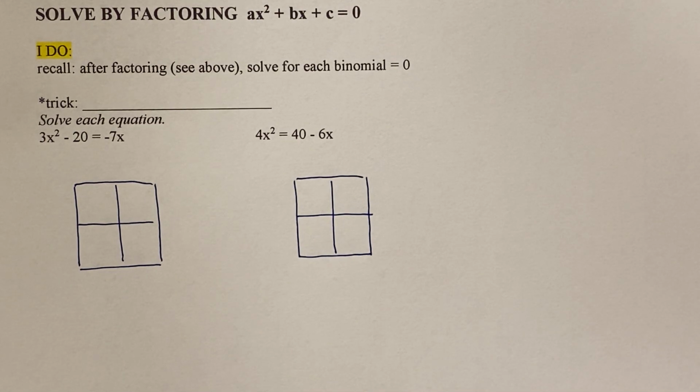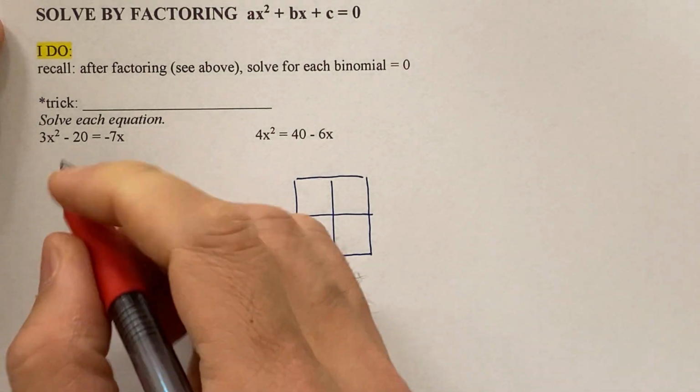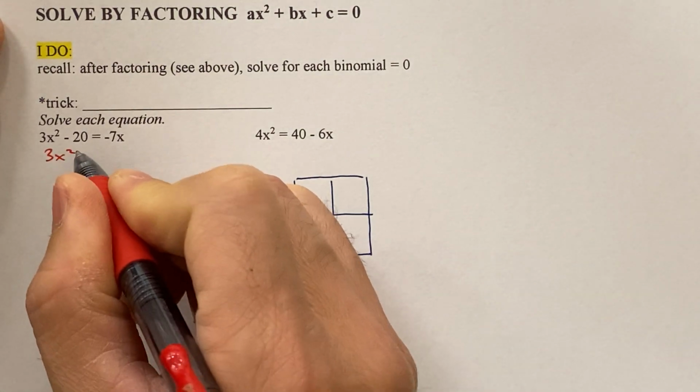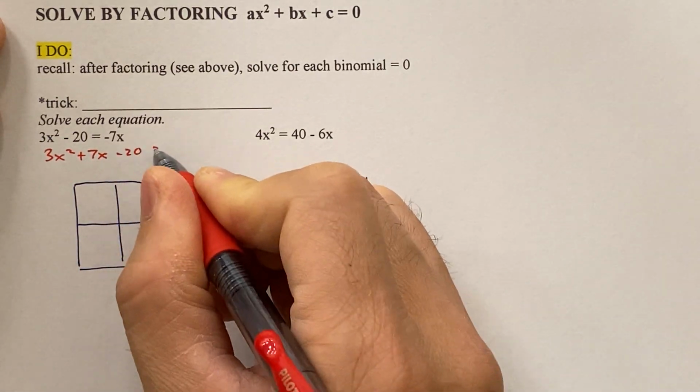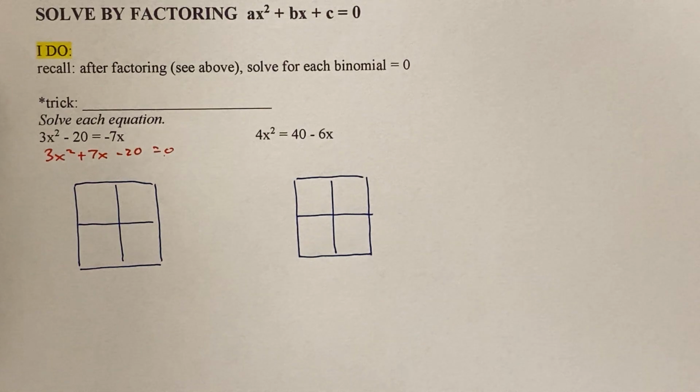Again, we gotta make sure it's in standard form. So I'm gonna put everything to the left. I'm gonna add 7x to both sides and then subtract 20 equals 0. So the difference is we have an equal sign, which means it's an equation, which means we need to solve.